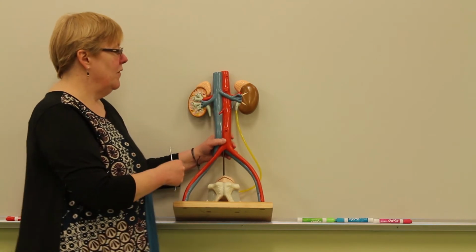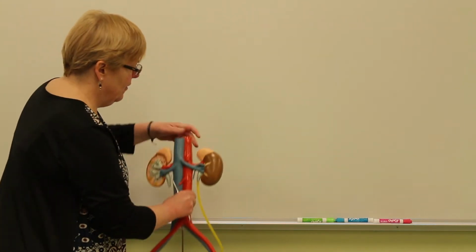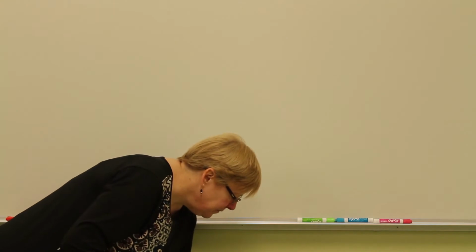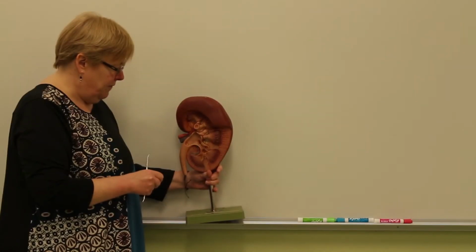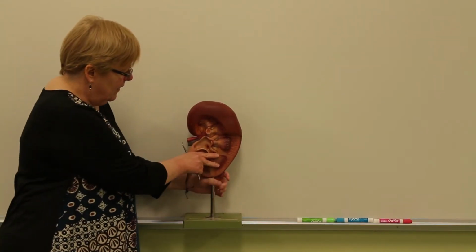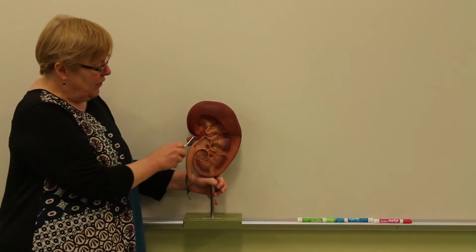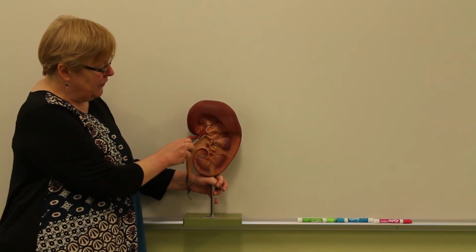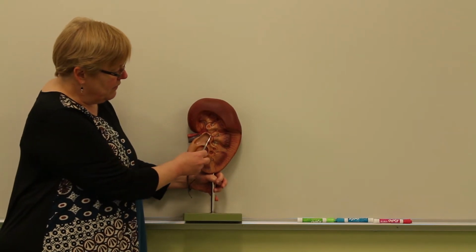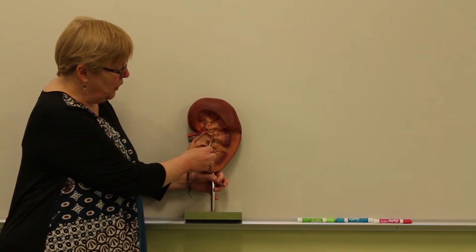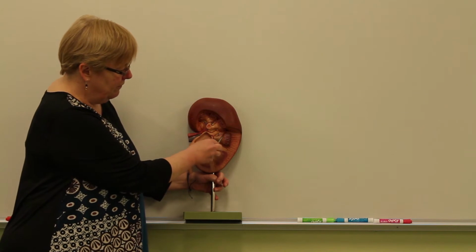Now once the renal artery enters the kidney, it is going to divide into branches. The first set of branches are referred to as the segmental arteries. And then those are going to divide into interlobar arteries.